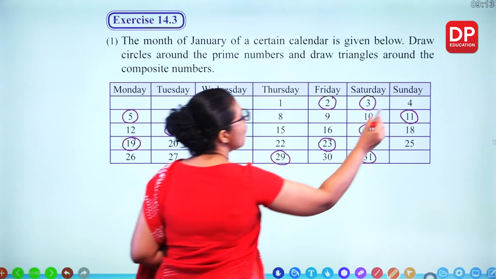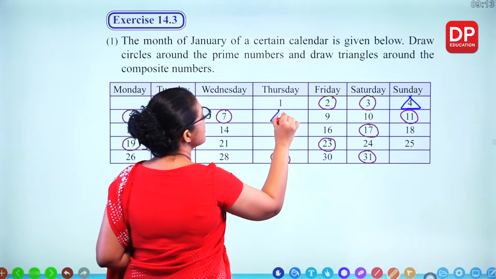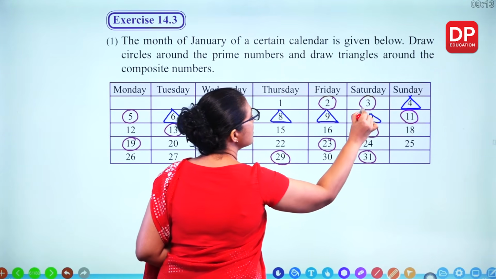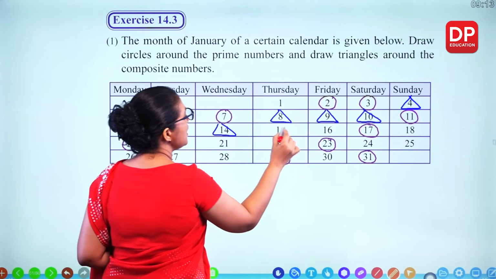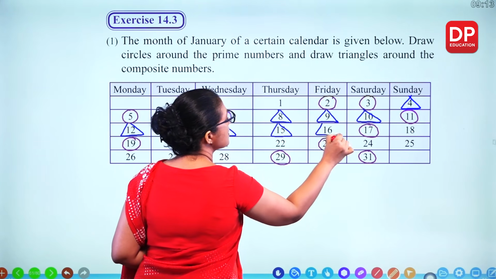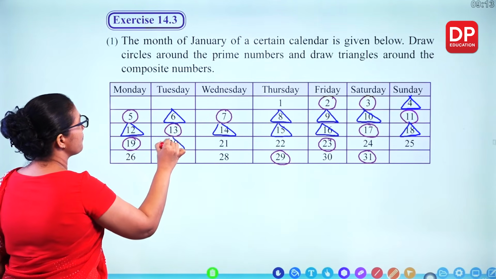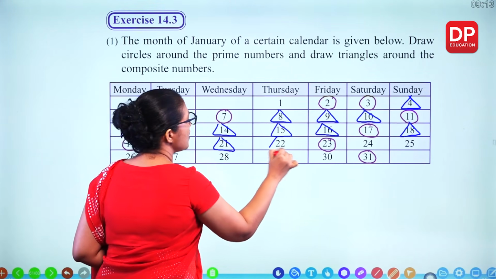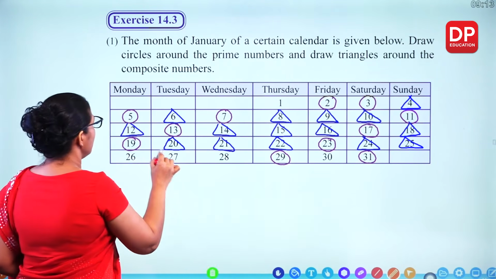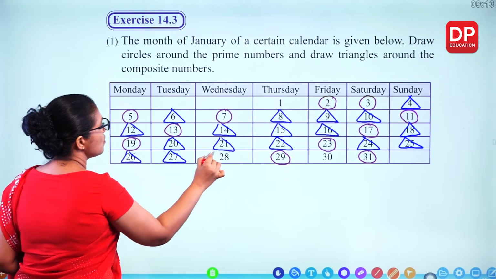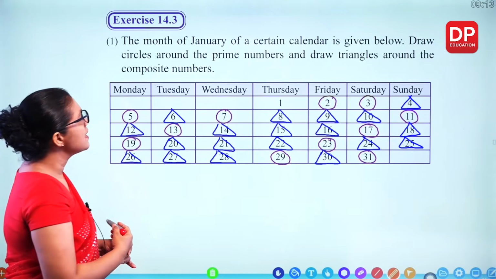4, 6, 8, 9, 10, those numbers got more than 2 factors. 12, 14, 15, 16, 18, 20, 21, 22, 24, 25, 26, 27, 28, 30. Those are composite numbers.